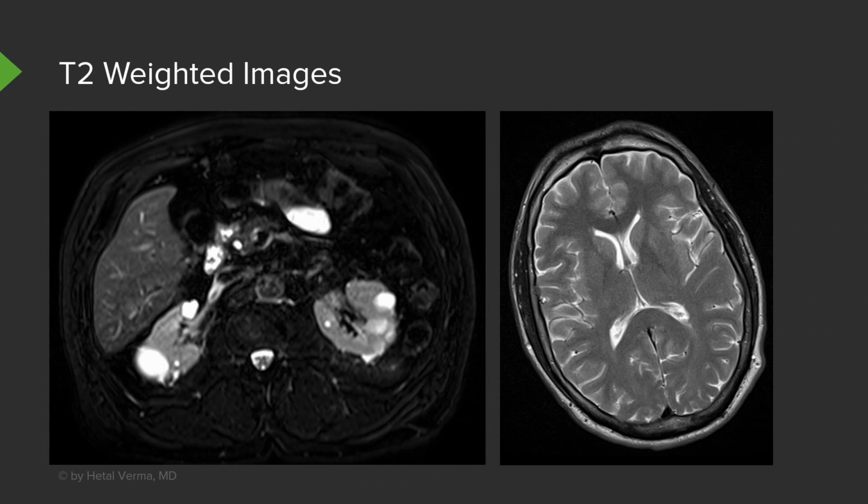On T2 weighted images, this image through the abdomen shows that the cyst that we saw is now very bright because it contains fluid, and fluid is bright on the T2 weighted images. This MRI scan through the head shows bright CSF, or cerebrospinal fluid, again, because fluid will be bright on these T2 weighted images.